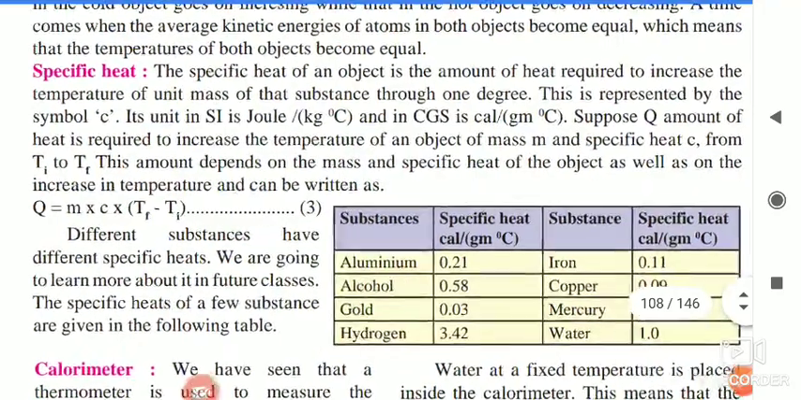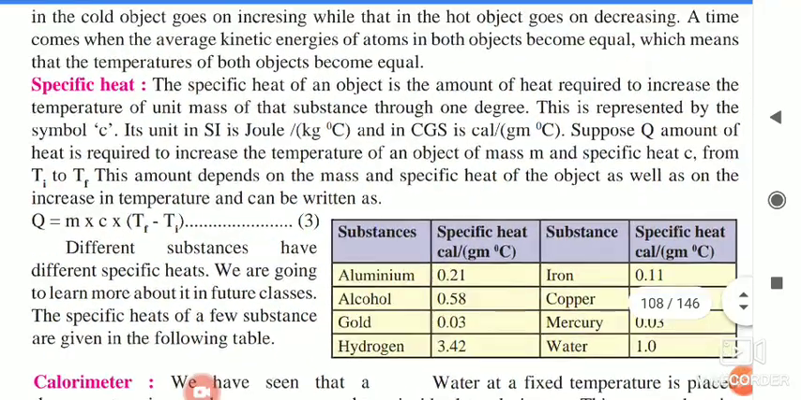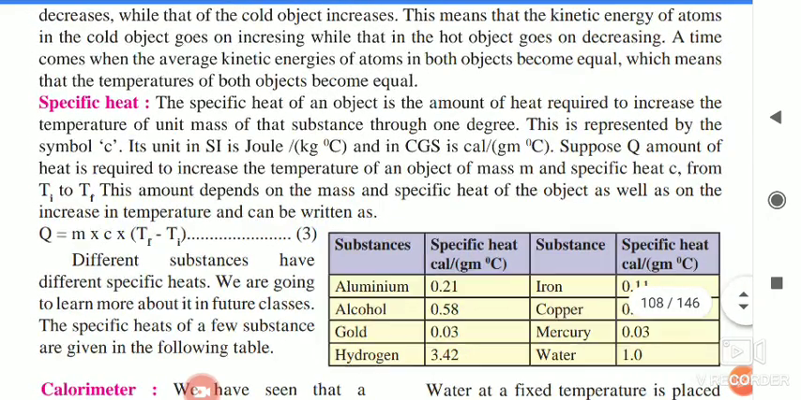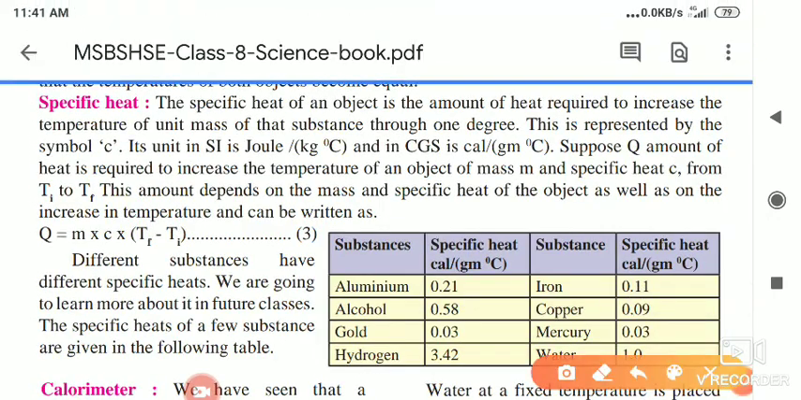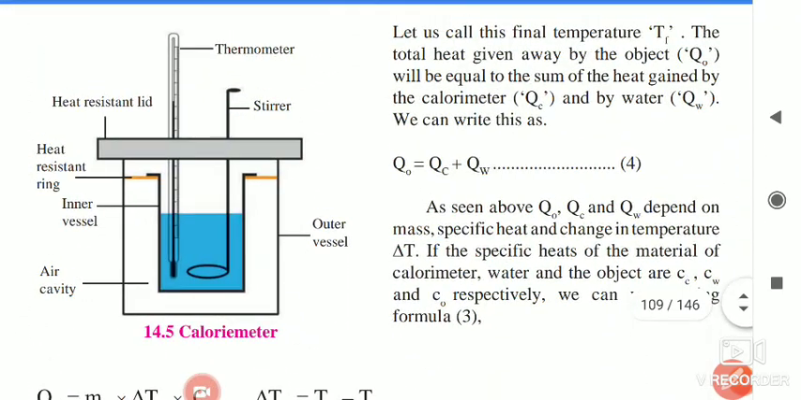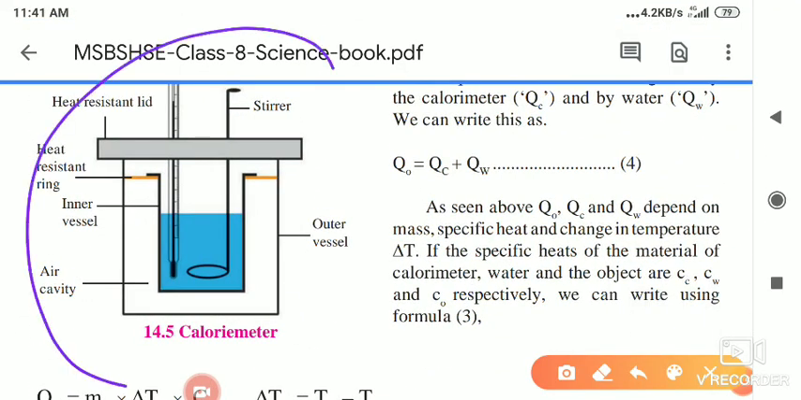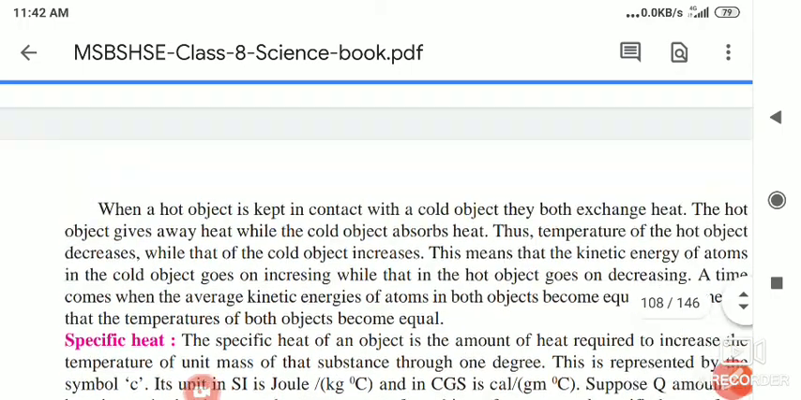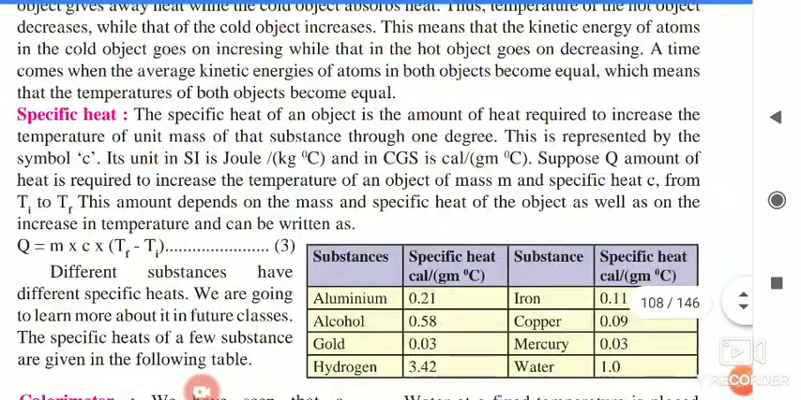Now the next part of the lesson is specific heat. Under this lesson first of all we will understand how to find the specific heat. To find the specific heat of a substance we use an apparatus, and this apparatus is called a calorimeter. So now we will start the specific heat.